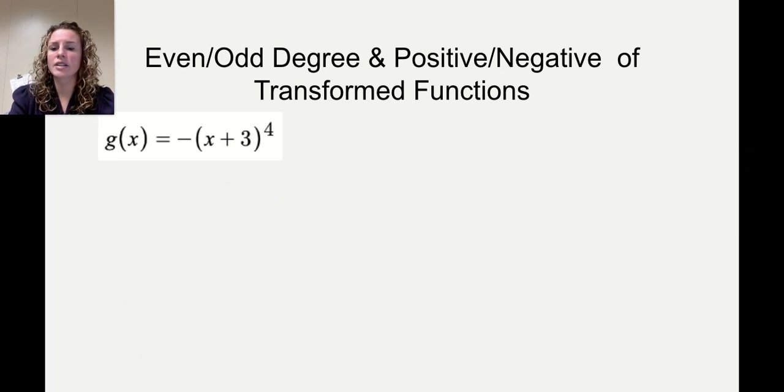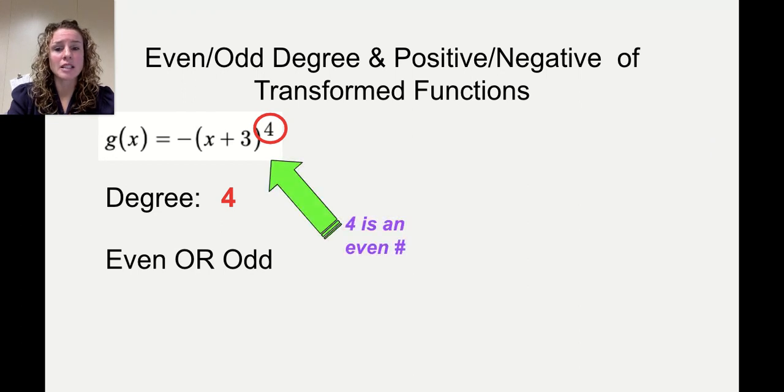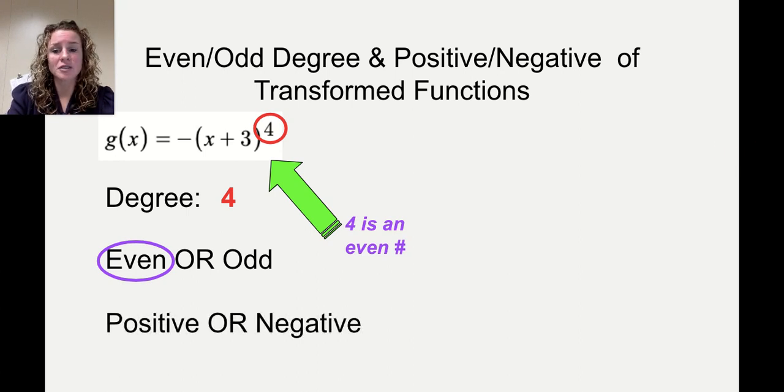Okay, let's look at another example here. So here, first, if we find our degree, the exponent is a 4. So therefore, the degree is 4, which makes this a quartic function. Because 4 is an even number, that means the degree of my polynomial is even. Okay, then we're going to look at whether it's positive or negative. So if we look out front, we see that there's a negative there. So that tells me that it's negative, which means it's reflected down.